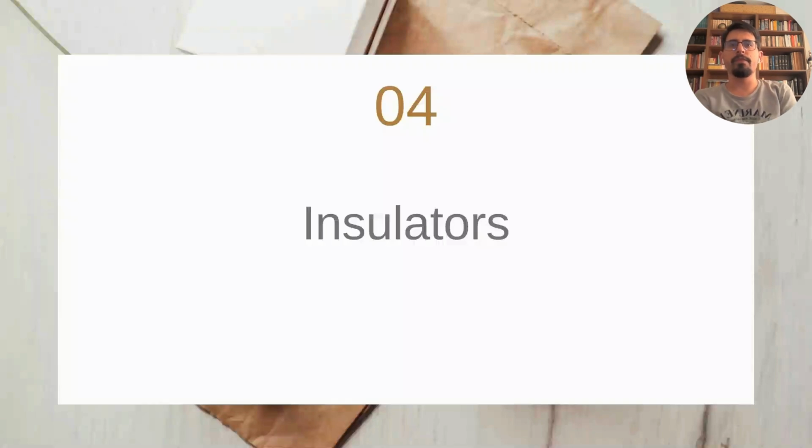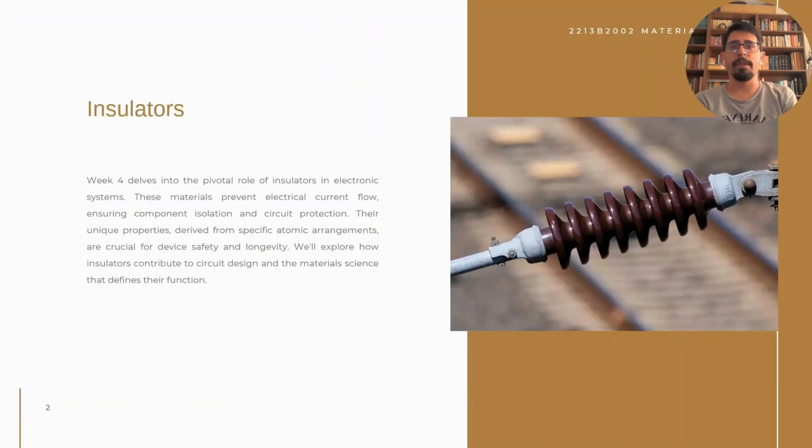This week we are moving on to insulators, an absolutely essential part of every electronic system. So, what exactly do insulators do? Simply, they stop electrical current from flowing where it shouldn't. Think of them as traffic barriers that keep electricity in its proper lanes. Their job is to isolate components, protect circuits, and keep everything running safely.